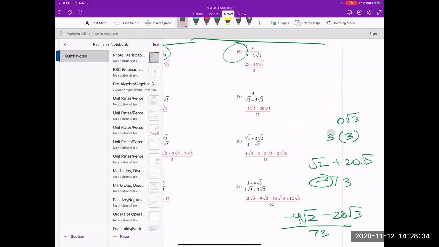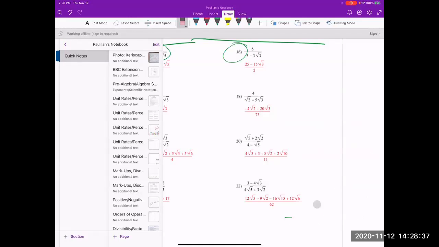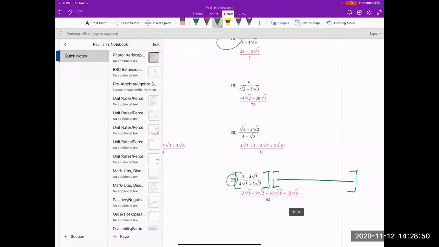Let's actually go to 22. 22 is probably the hardest one, so just try that one. So what's the very first thing again? Multiplying it by the conjugate. Yeah. So the first term is always the same, and then the second term has the opposite sign. Just remember it that way. It's called the conjugate, so you're timesing it by the opposite of the second term.